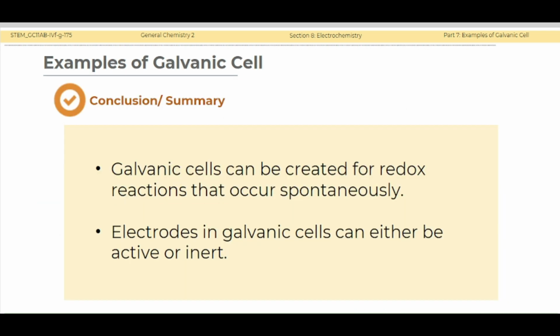To summarize, galvanic cells can be created for redox reactions that occur spontaneously. Electrodes in galvanic cells can either be active or inert.